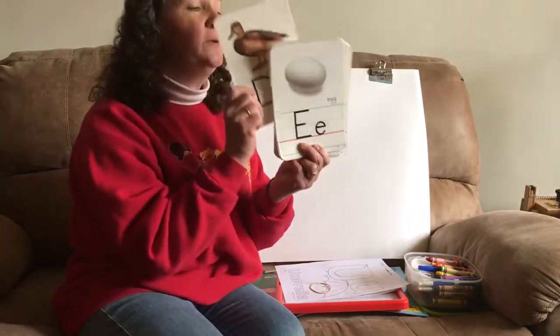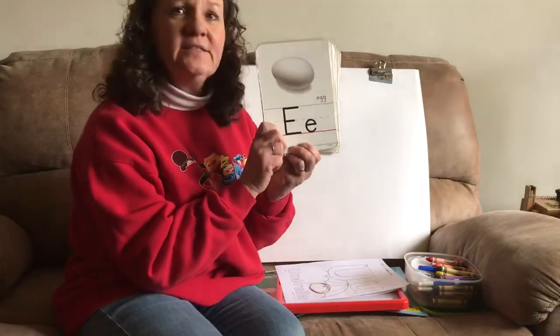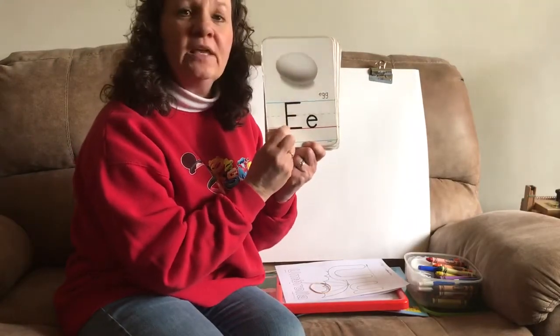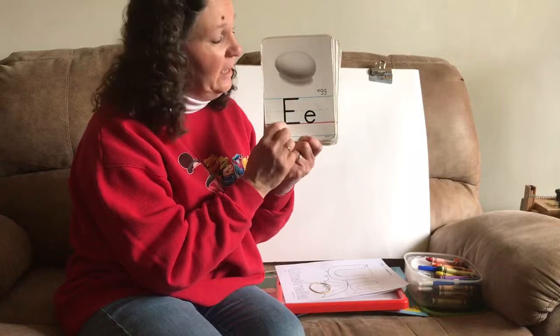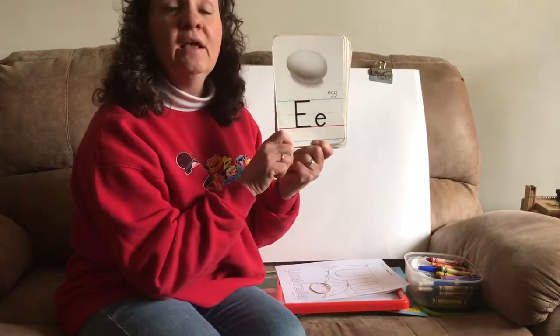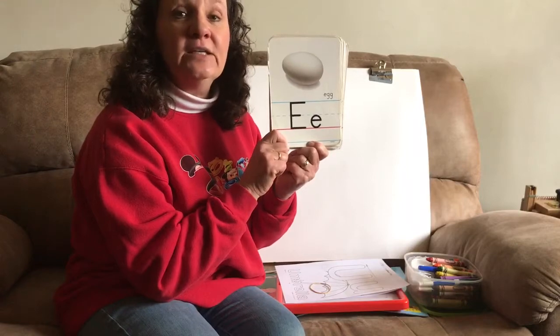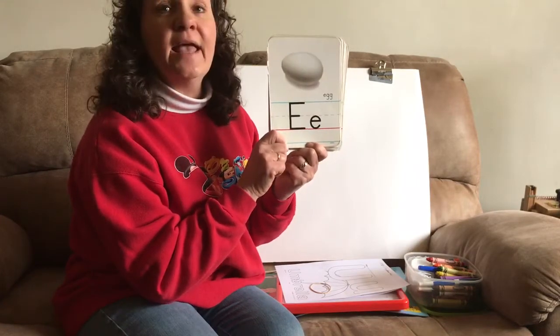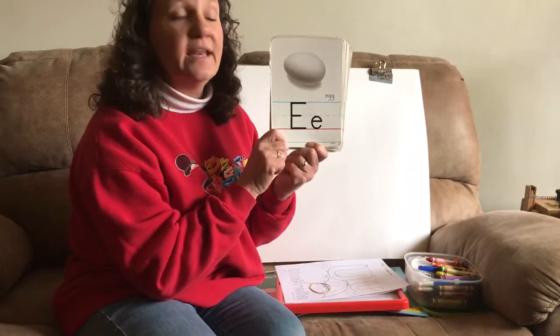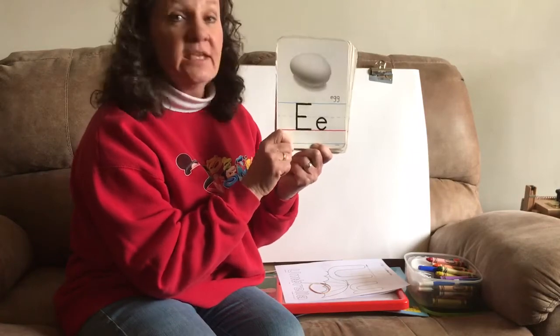And what letter is this one? Yeah, that's the letter E. We have our capital E for Evelyn and Esme. And we have our lowercase e. The E has two sounds. It makes the E sound like an eagle and Easter, and the short E sound like an egg, an elephant, an elevator. E is for egg.